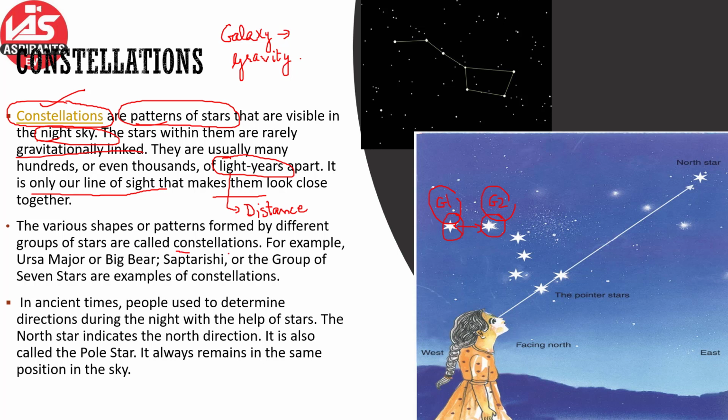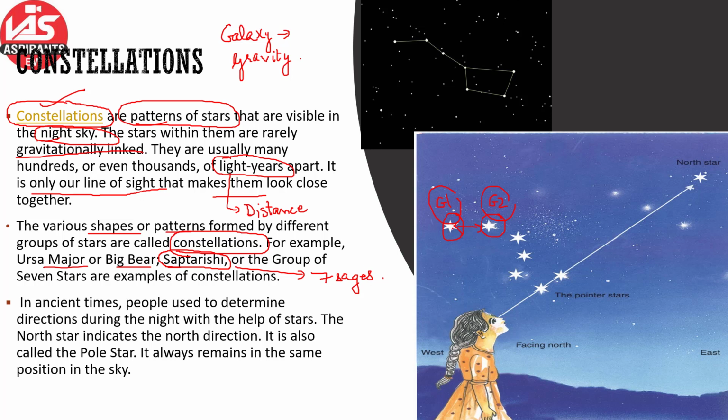Now these constellations are patterns. So there can be many patterns that we can make with our eyes, right? So these constellations can be of various shapes and patterns. The most famous one is the Ursa Major or the Big Bear. Okay, and part of the Ursa Major or Big Bear is a smaller group of stars which is known as the Saptarishi, after the name of the 7 sages in the Vedas. Okay, Saptarishi, also known as the group of 7 stars.